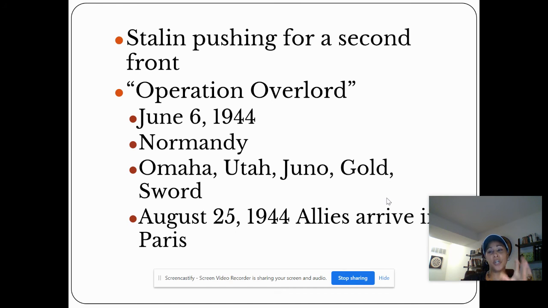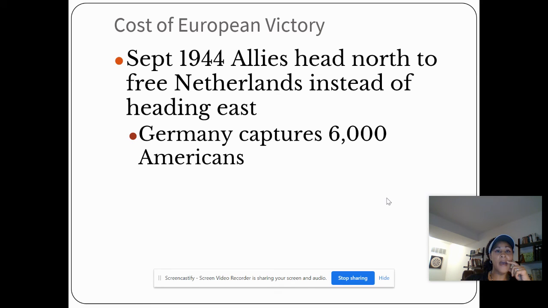So remember, we do have Russia on our side at this time. Even though they're communists, we are still working with Russia. They are helping on the European side. And then we have here finally a European victory, which we call VE Day, Victory in Europe. So September 1944, Allies head north to free the Netherlands instead of heading east, and Germany captures 6,000 Americans. So that's a loss to get to a win.